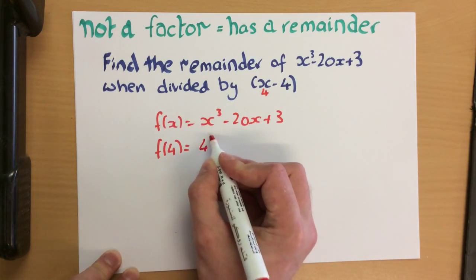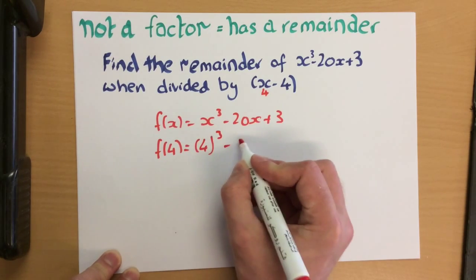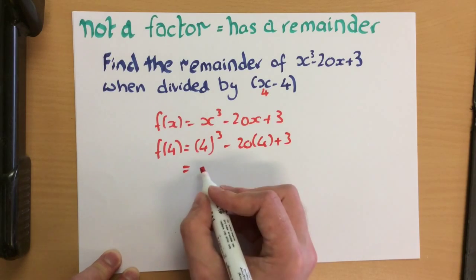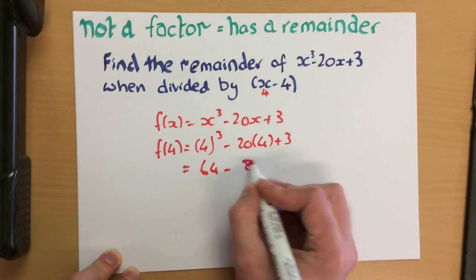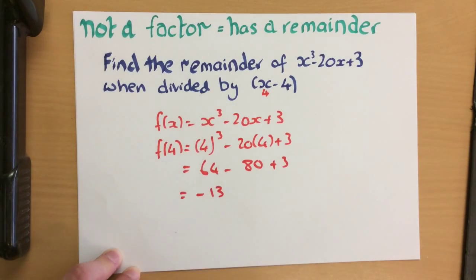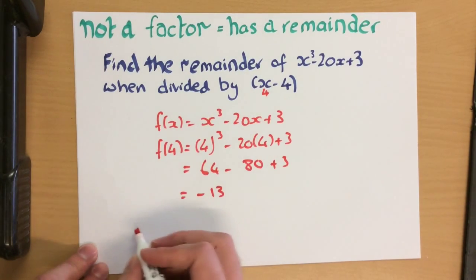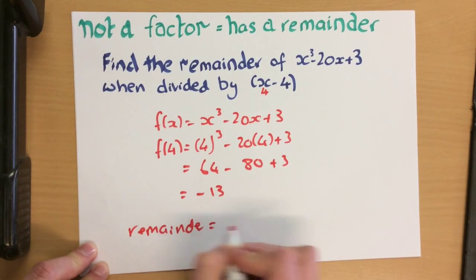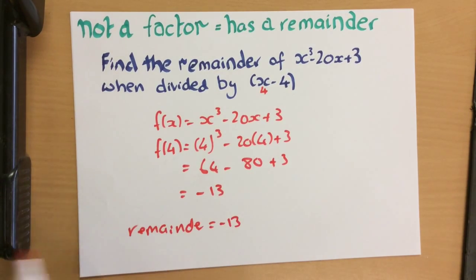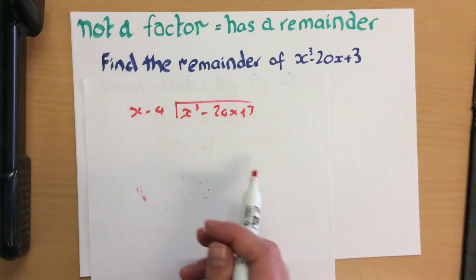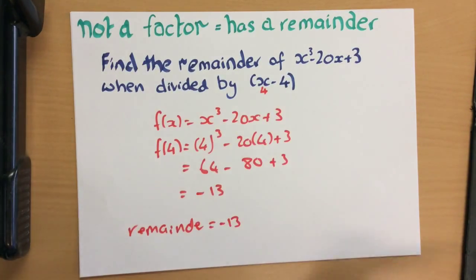So this one gives us 4 cubed minus 20 times 4 plus 3, which gives us 64, subtract 80 plus 3, which is negative 13. So our remainder would be negative 13. You've got exactly the same answer doing it this way, but this is a much, much quicker way to do it.